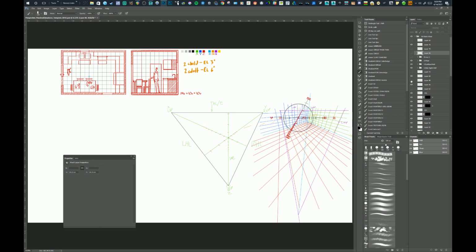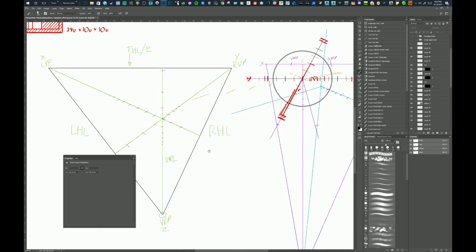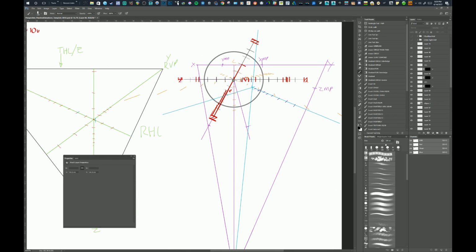Hold on, let me get this. Where did I place? Okay. You need to place everything according to the rules of 3-point perspective. We need everything to relate to the center of vision.